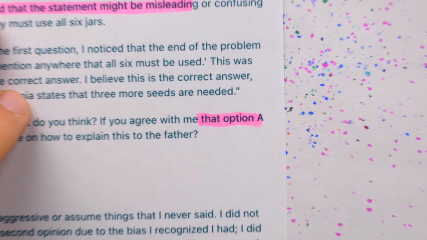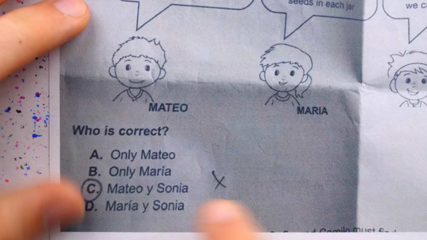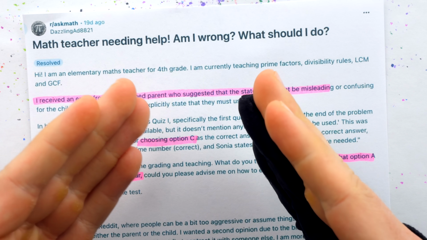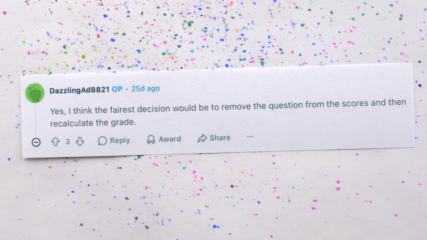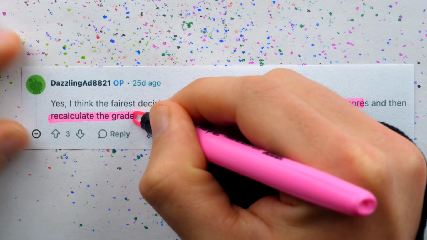Now, remember what the teacher said. The teacher thinks option A is correct, and option A is that the only correct student is Mateo. So at this point, we've already established that the teacher, OP, is incorrect. And before you give the teacher any grief, the resolution to her story, I think, is that she removed the problem and recalculated the students' grades accordingly.